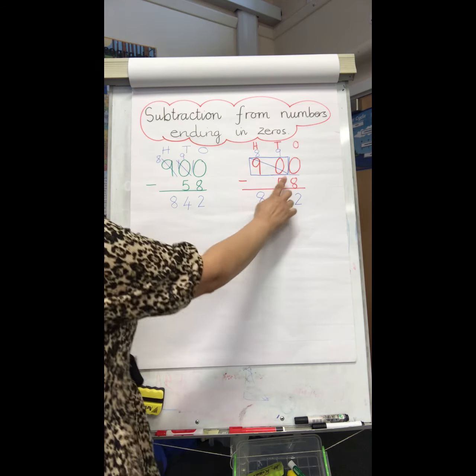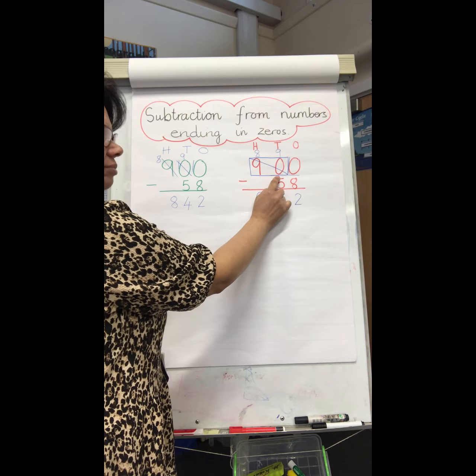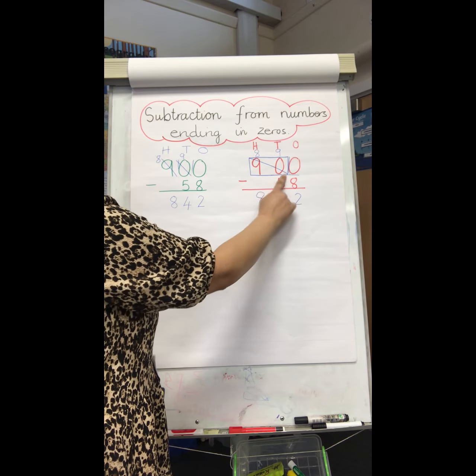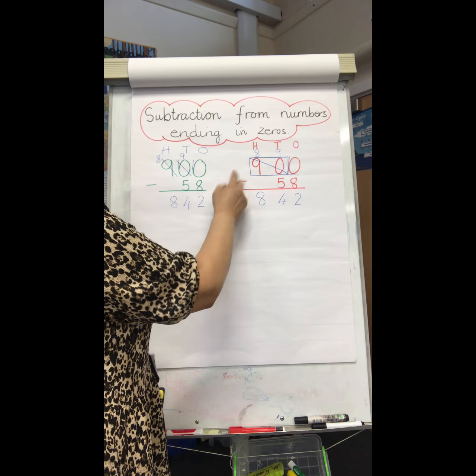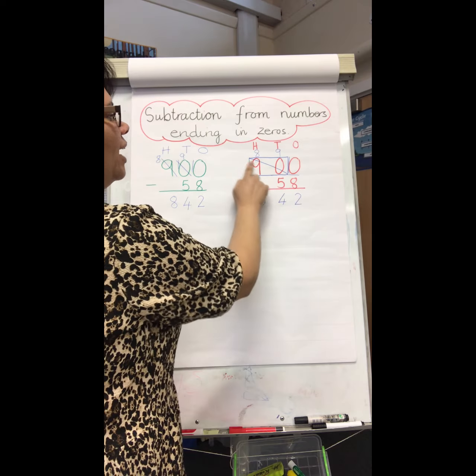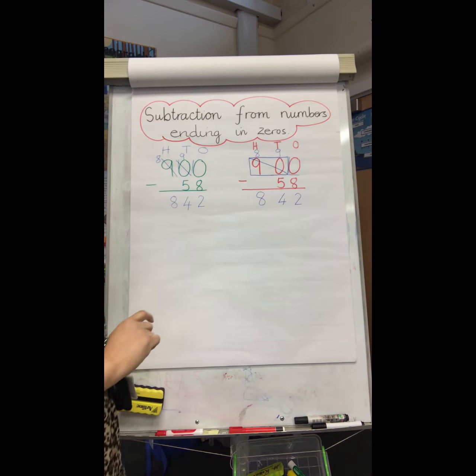So what you do is you draw a line under the first 0, find out you can't do it, go to the next one, and you draw this line until you find a column where you can actually take a number away from. Box it up, and now you use that whole number to complete your sum. Let's do another one together.